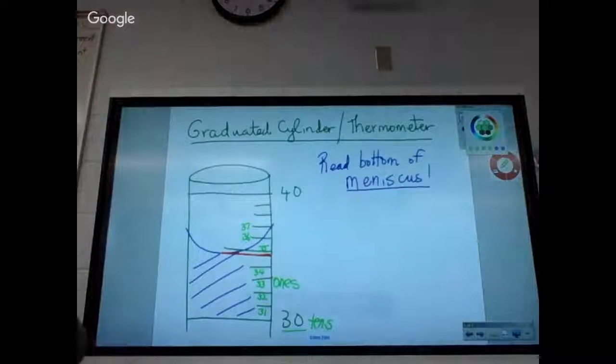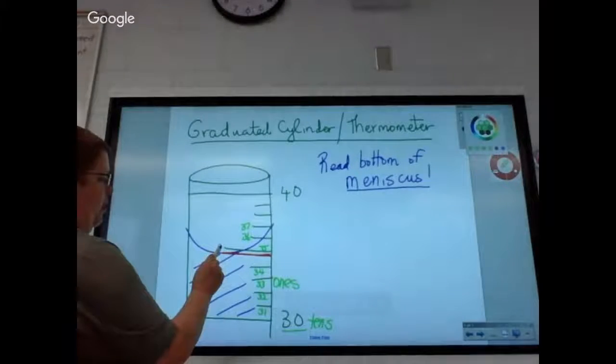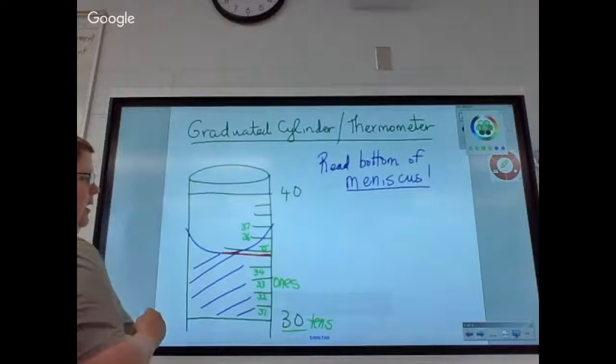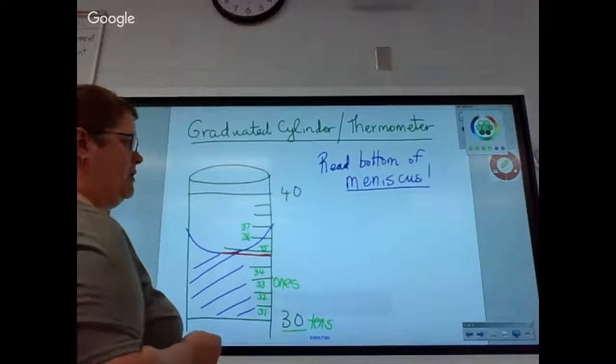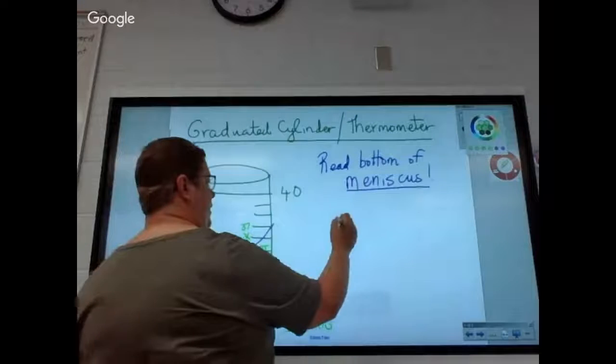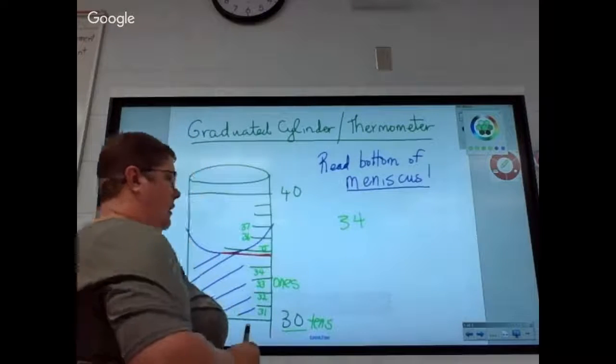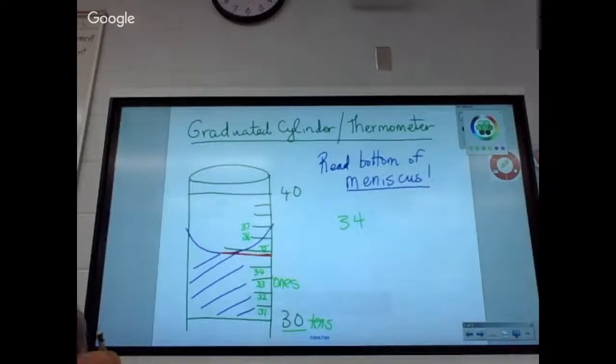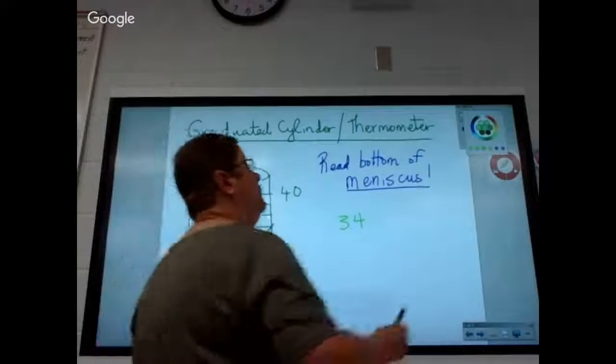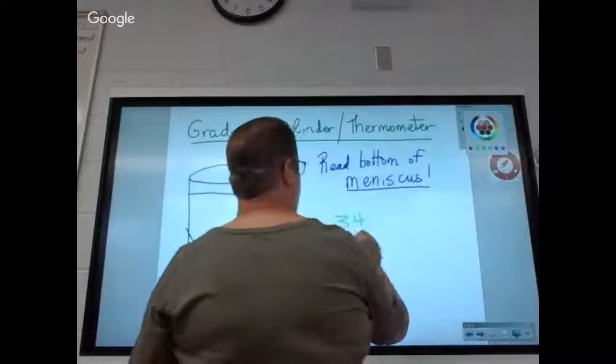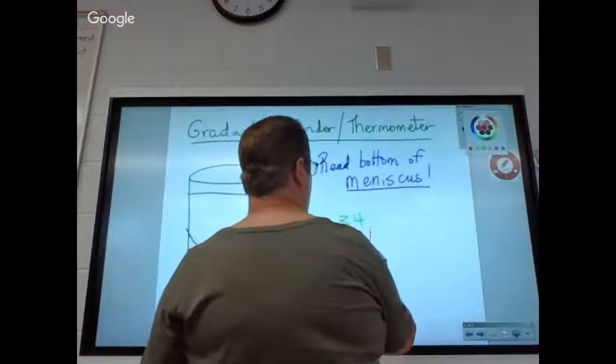Okay, so what do we know that we are definitely past? 35. All right, 35 is this line here. Is our water line up to that line? No. So we're definitely past what? 34. We're definitely past 34. Now, if our known digits are in the ones place, where's our guess? That's right. So these are our known.